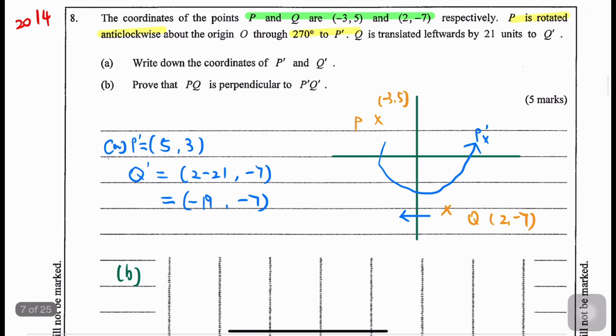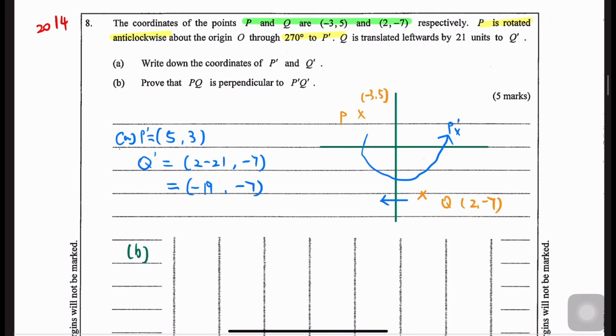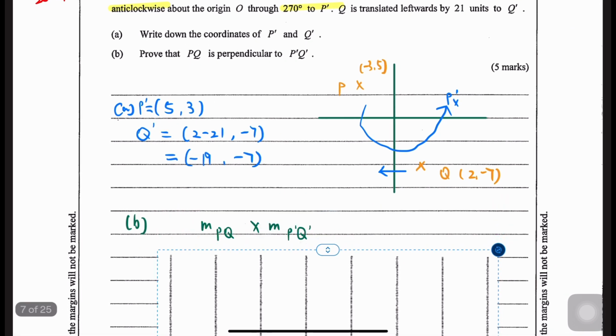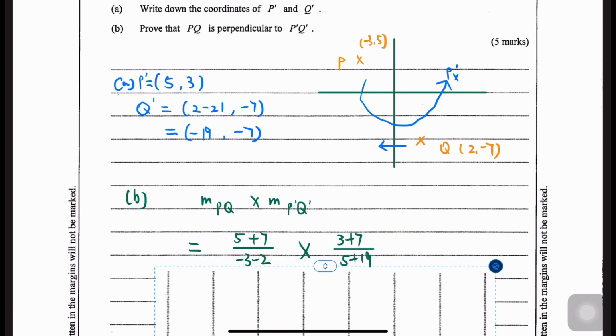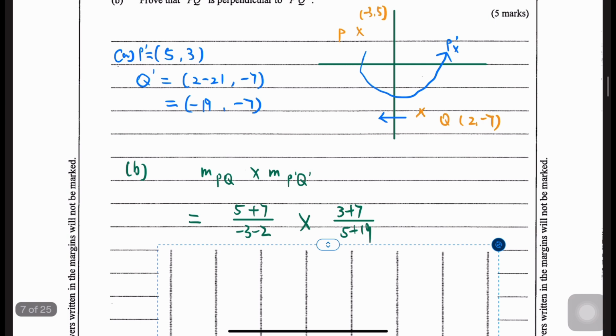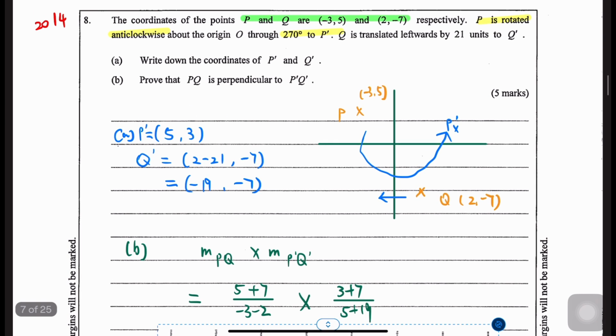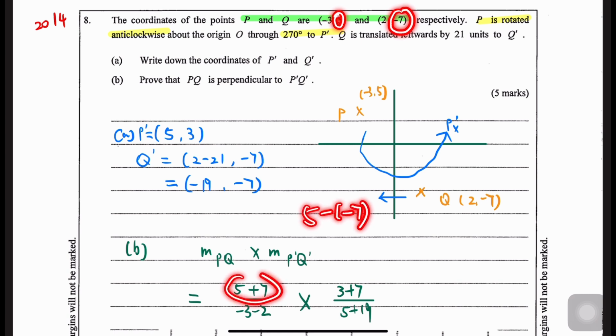Prove that PQ is perpendicular to P dot Q dot. For two lines, proving perpendicular means the slopes multiplied together equal -1. So we multiply their slopes together: the slope of PQ and the slope of P dot Q dot, you just calculate it. It's y minus y over x minus x. The first point is the 5 here minus the -7, so 5 minus -7 is 5 plus 7. And then the -3 here minus the 2, -3 minus 2.